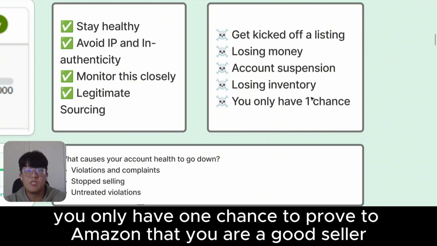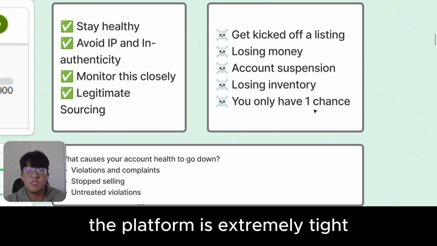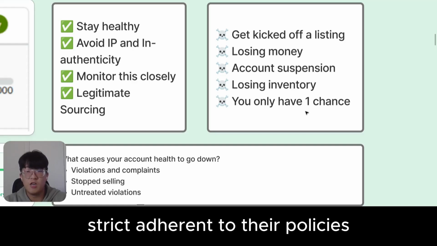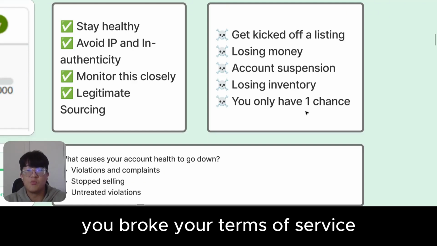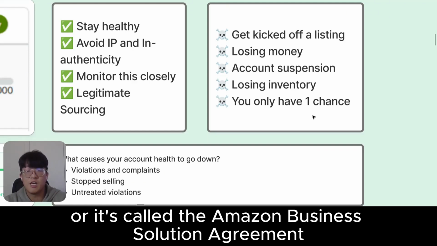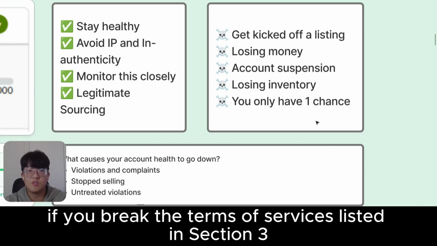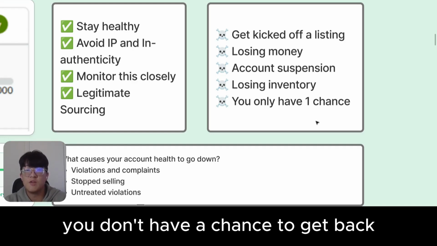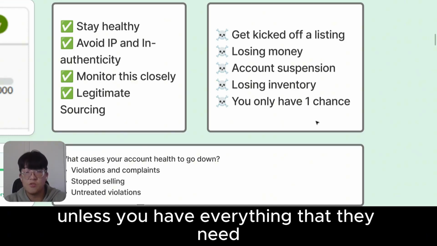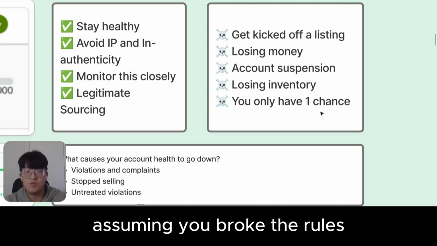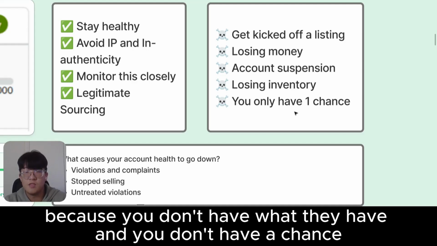You only have one chance to prove to Amazon that you are a good seller. The platform is extremely tight, strict, adhering to their policy. If, for whatever reason, you broke your terms of service, or it's called the Amazon Business Solution Agreement, and this is the same agreement most people refer to as Section 3. If you break the terms of services listed in Section 3, you don't have a chance to get back unless you have everything that they need. Assuming you broke the rules, because you don't have what they have, you don't have a chance.